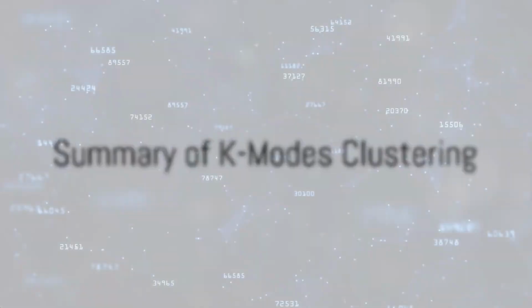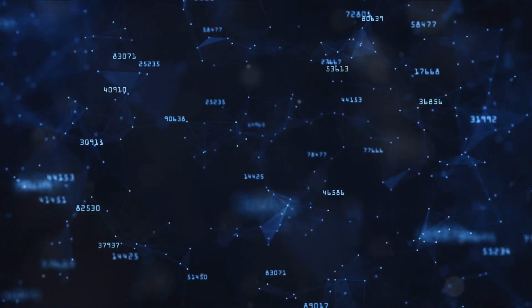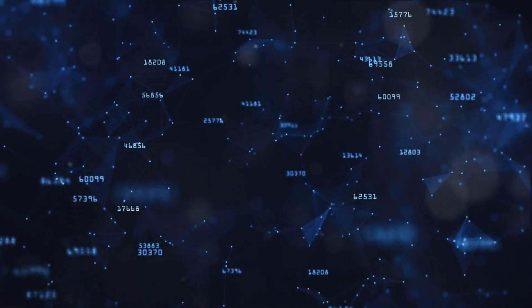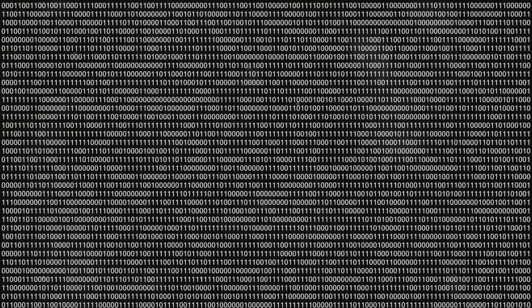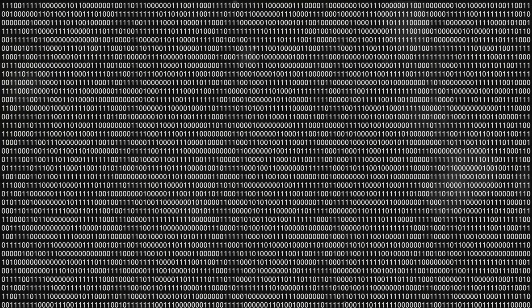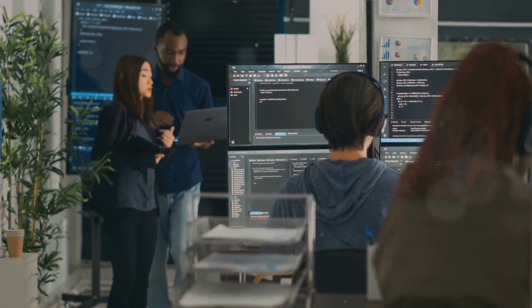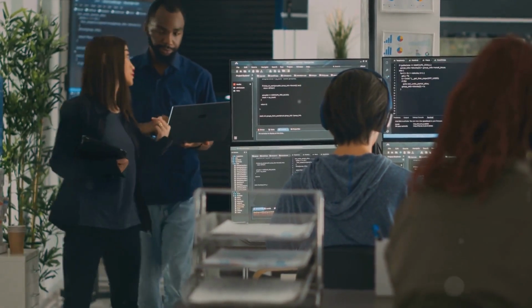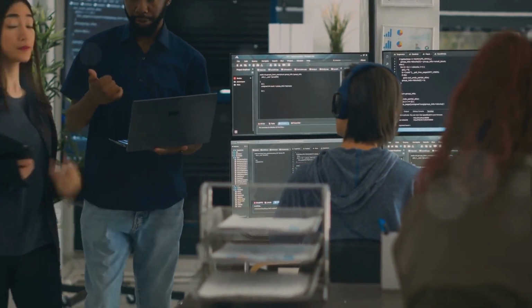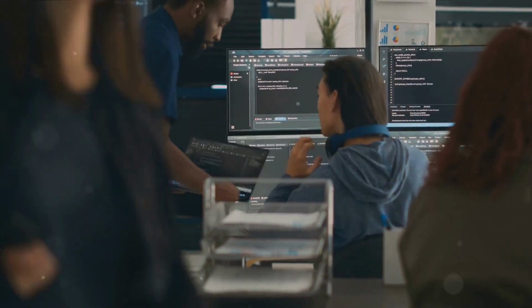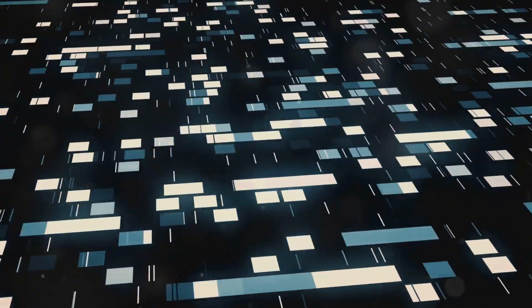So, to summarize, K-modes clustering is a machine learning algorithm that groups similar categorical data points together. It's a variant of K-means clustering, designed specifically to handle categorical data. It works by calculating the similarity between data points based on the categories they share, and uses an iterative process to find the best possible grouping. The algorithm is widely used in various fields, highlighting its importance in understanding patterns within categorical data.